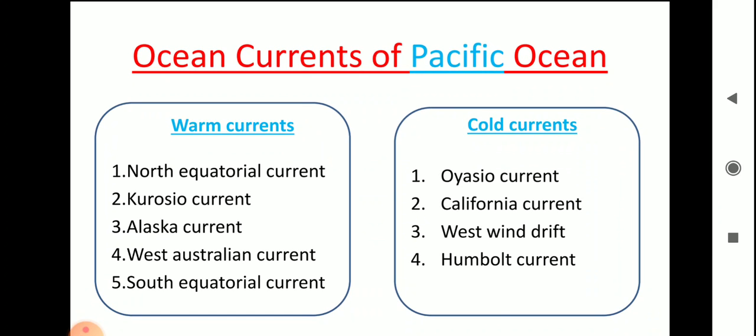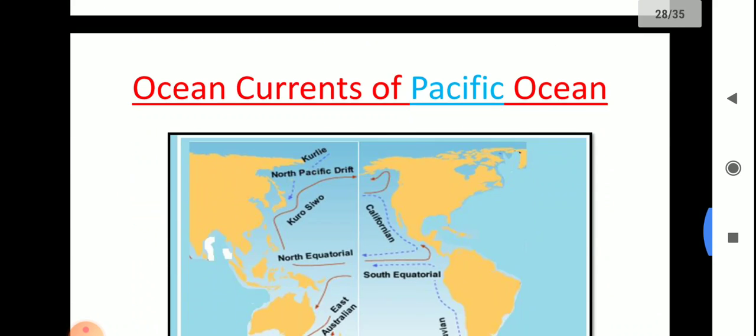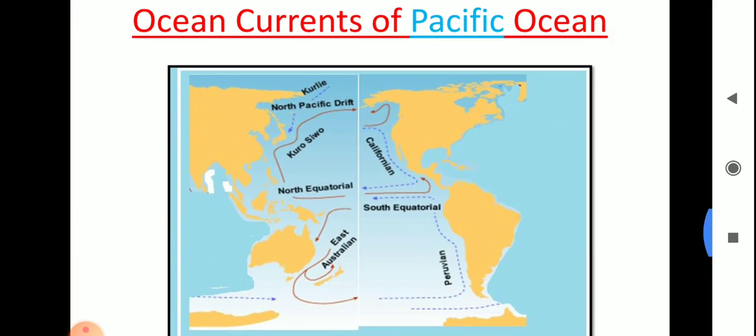Warm currents are the North Equatorial Current, Kuroshio Current, Alaska Current, West Australian Current, South Equatorial Current. These are all warm currents. On the other side, the Oyashio Current, California Current, West Wind Drift, Humboldt Current. These are cold currents in the Pacific Ocean. So here you can see on this map.